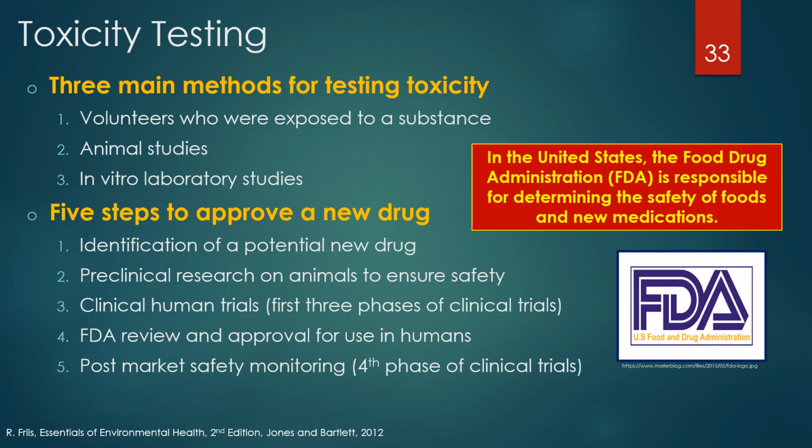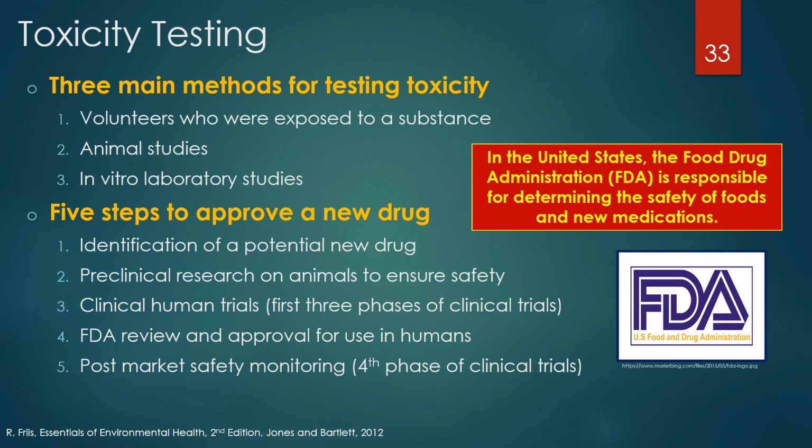There are three main methods for testing the toxicity of substances: volunteers who have had an exposure to a chemical, animal studies, and in vitro laboratory studies, including impacts on genetic material, often using bacteria, fruit flies, animal or human cell line cultures, etc. In the United States, the Food and Drug Administration is responsible for determining the safety of foods and new medications. There are 5 steps to the approval of new drugs in the United States.